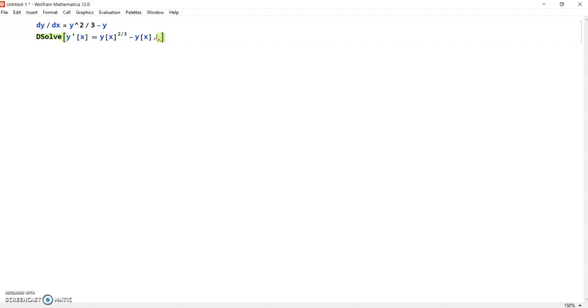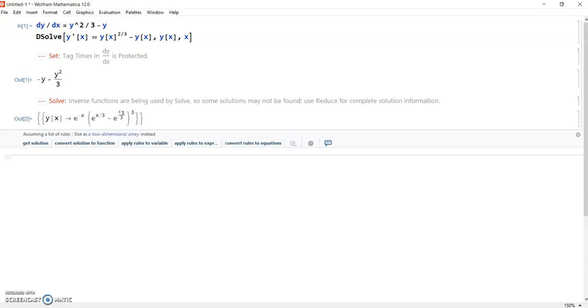Now I will put a comma, and then I have to tell what the dependent variable and the independent variable are. In this case, y of x is the dependent variable, and x is the independent variable. And that's it. Now I press shift and enter to execute this function. Here I have got this value. This is the answer.